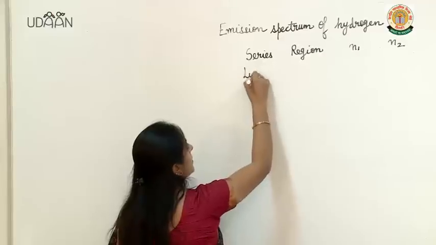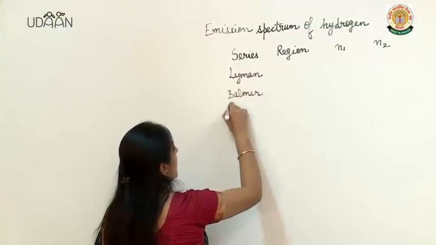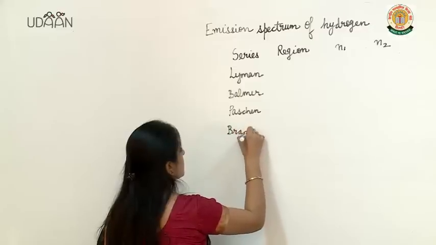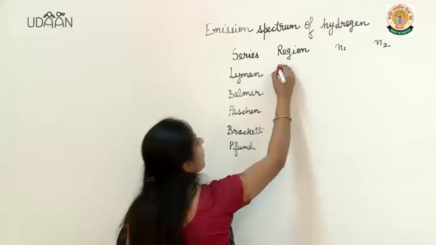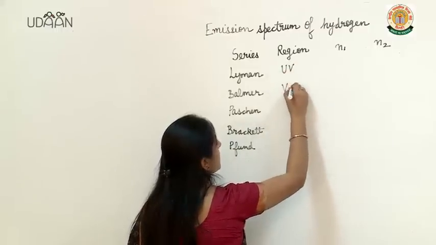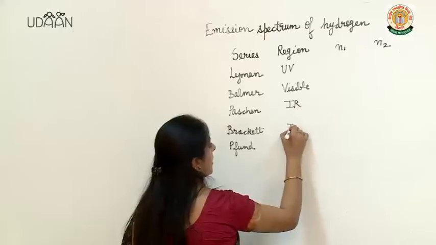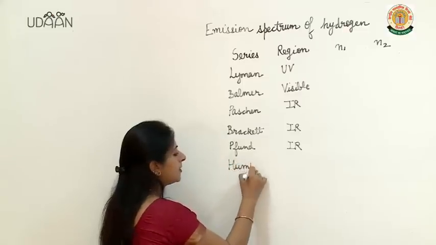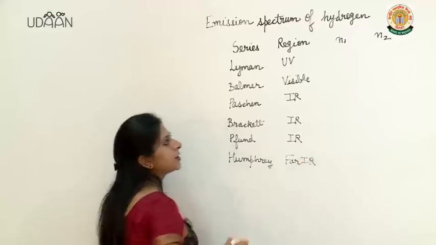Now what are the different series? We have Lyman series, Balmer series, Paschen, Brackett and Pfund. Now what is the region for Lyman series? It is UV, Balmer is visible, Paschen is IR, infrared, and we also have Humphrey series, which lies in the far infrared region.